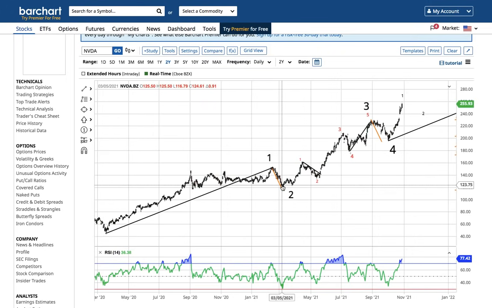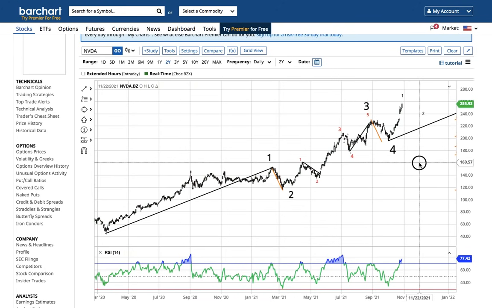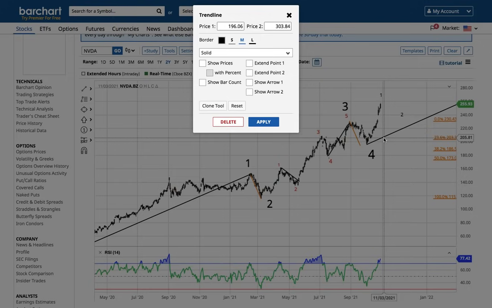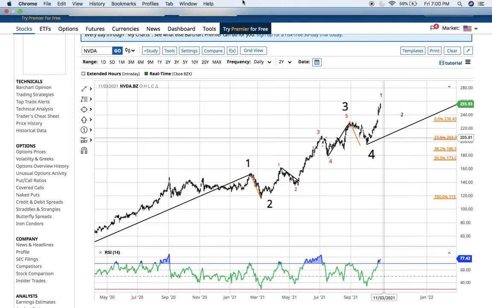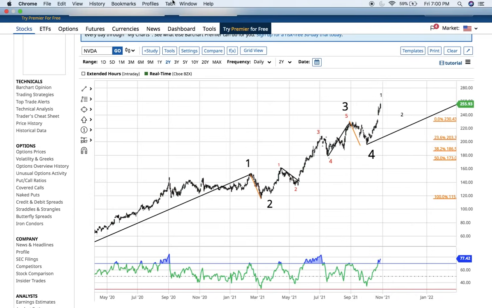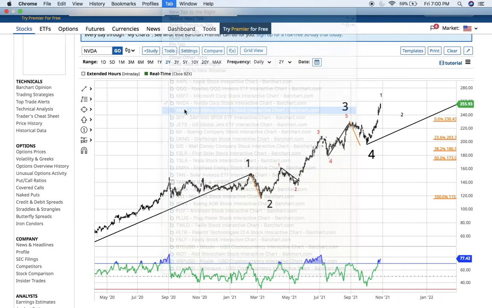This is a wave 1 and a wave 2. This is wave 3 and wave 4. The bigger degree count is the more important count. And that says that a wave 5 is in progress. It'll be at least the length of wave 1 placed at the wave 4 low. And probably before the summer of 2022, Nvidia is going to be in the lower 300s for waves 1, 2, 3, 4, and 5 to the upside. So hopefully we'll get a correction at 303.